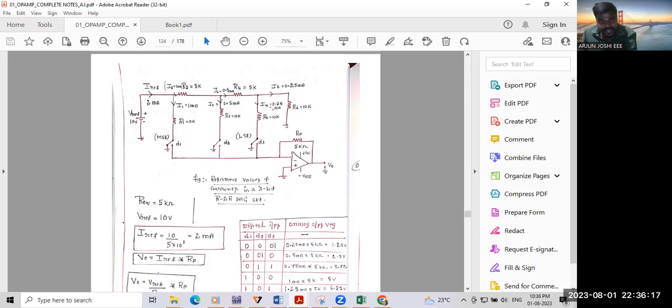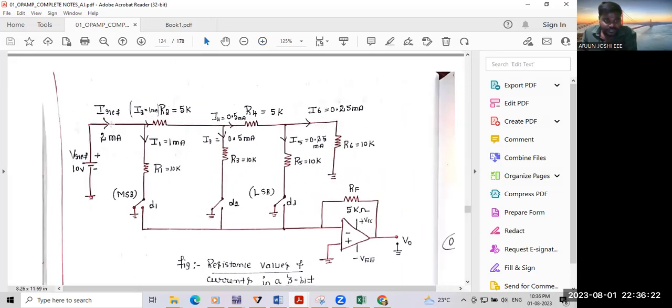Okay, what is the current here? 0.25. How will this current distribute here? The reference current is 2 milliampere. Here there are two parts, so it will divide equally. 2 divided by 2 is 1 milliampere, and another 1 milliampere.